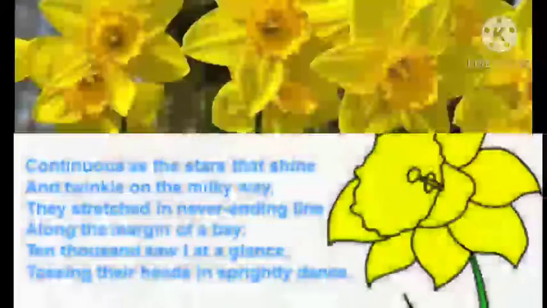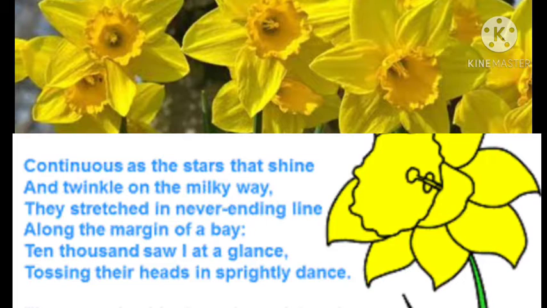Let's learn the second stanza. Continuous as the stars that shine and twinkle on the Milky Way, they stretched in never-ending line along the margin of a bay. Ten thousand saw I at a glance, tossing their heads in sprightly dance. Here the writer says they were spread continuously like twinkling stars in the Milky Way galaxy. Friends, the galaxy we are living in is the Milky Way galaxy. So the writer says they were spread like the stars in the Milky Way and stretched to infinite distance. Wherever his eyes could reach, he could see them. He could see 10,000 daffodils at a glance, tossing their heads, looking like lively dancing with the wind.